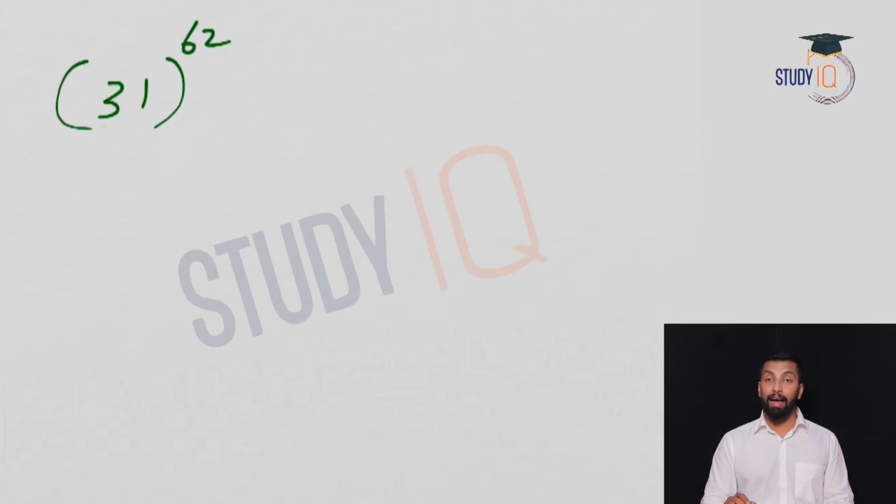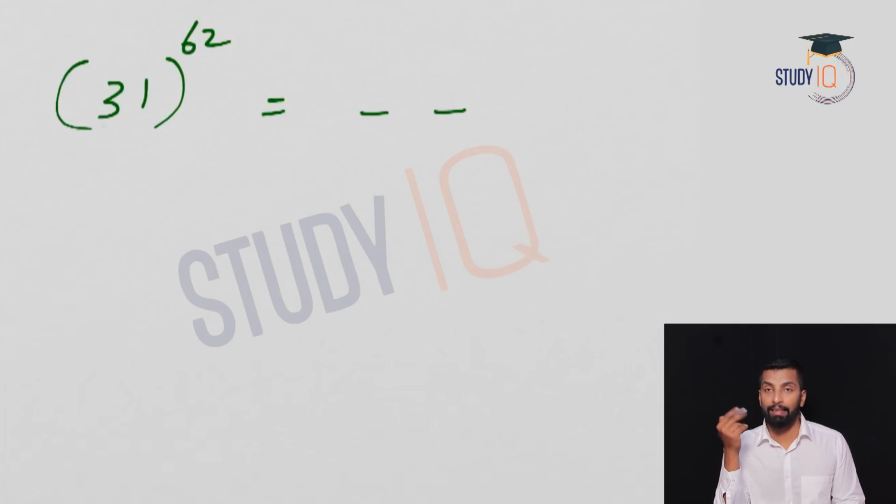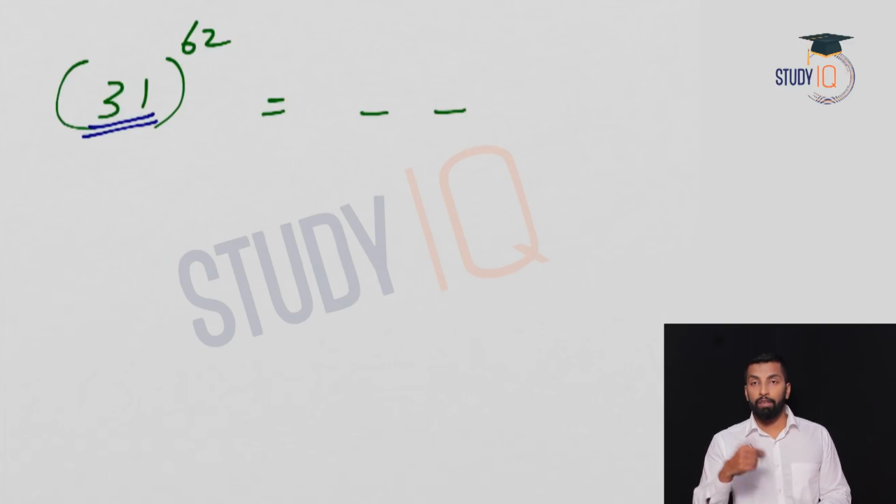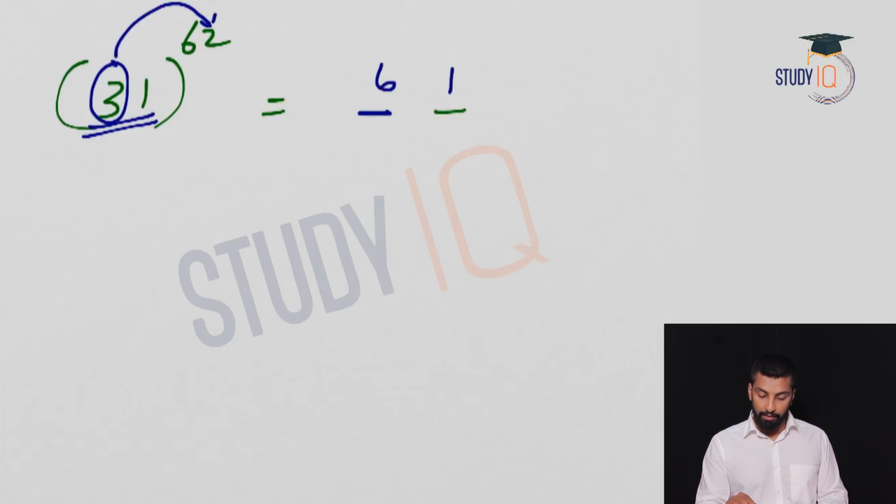Now you have a number 31 raised to 62. You need to find the last 2 digits, or the remainder when divided by 100. The question is the same in both cases. Similar to what we discussed earlier for the last digit, here to find the last 2 digits you need only those 2 digits. A number ending in 1, whatever the power, the last digit will be 1. Now you need to find the previous digit, the second last digit, into this 2. 3 into 2, 6. That's your answer.